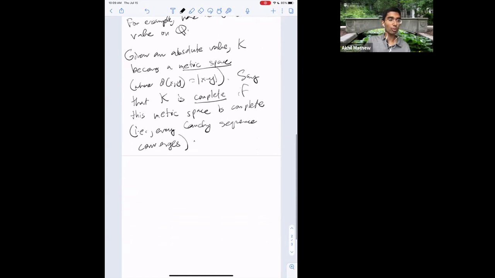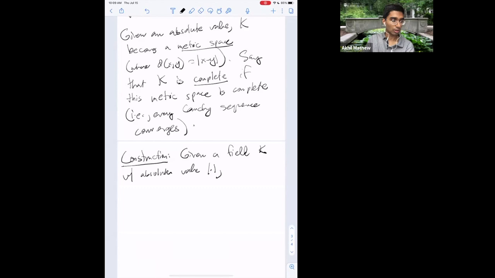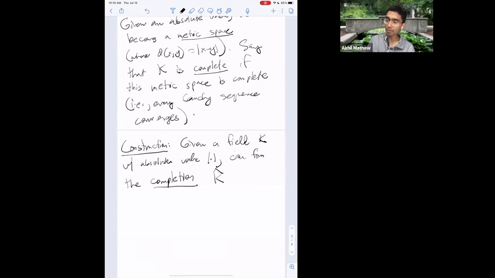And so now, whenever we have a field with an absolute value, we have the following general construction. Given a field K with an absolute value, it might not be complete to begin with, but there's always a way of enlarging it to make it complete. So one can form the completion, which is a larger field. Let's call this completion k hat, which is an extension of k.